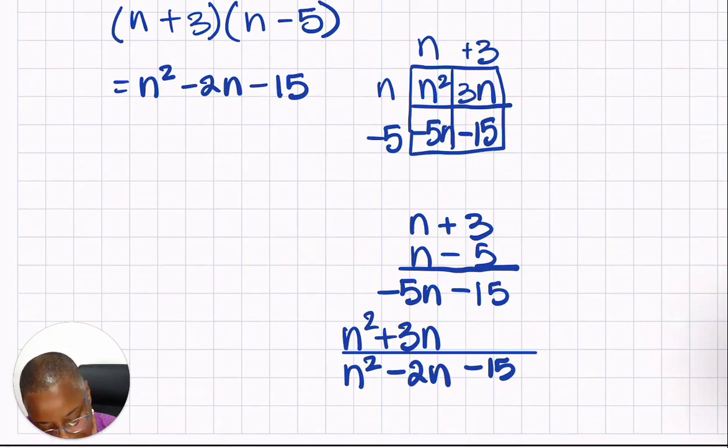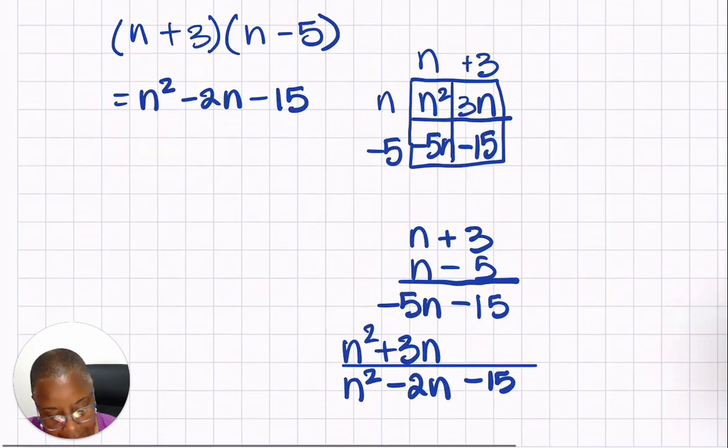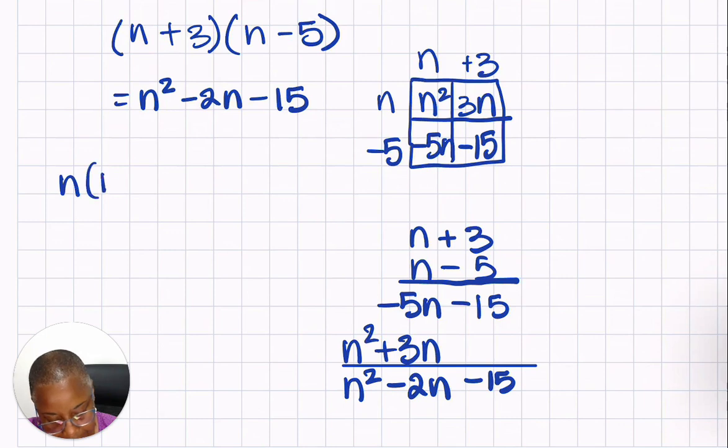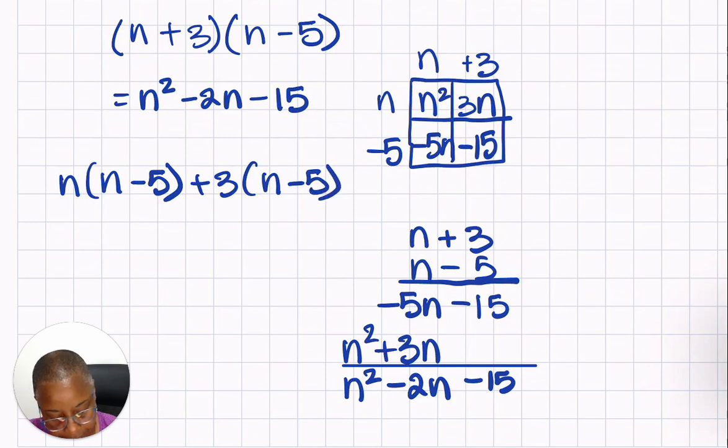All right, so the next one I could do is the FOIL method, or distribution. Let me do the distribution method first. Please note that each of these I'm going to be multiplying n multiplied by everything in here. So I can write that down. It would be n times n minus 5, and then positive 3 times n minus 5, which is plus 3 times n minus 5.